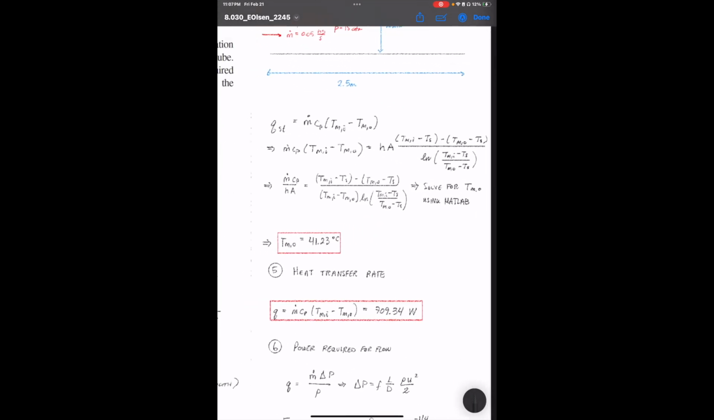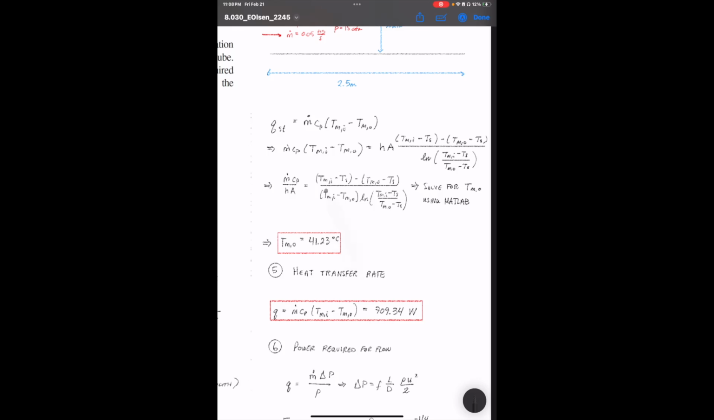And we also know that the heat stored within the fluid is going to be m dot times Cp delta T, and that will be delta T between the inlet and the outlet of the pipe. And so we can equate these two together, and then we can solve for our average temperature at the outlet. And I used MATLAB symbolic for this for ease of calculation.